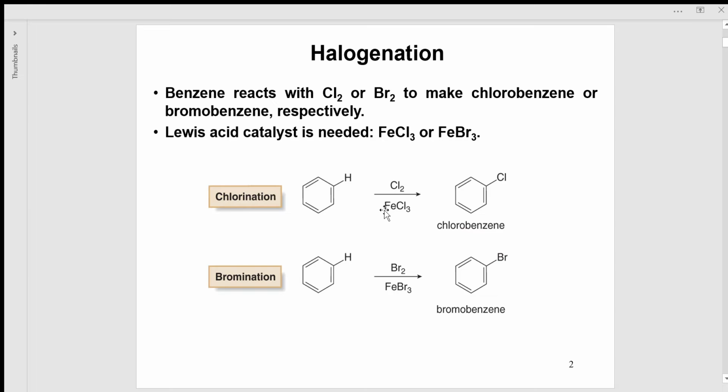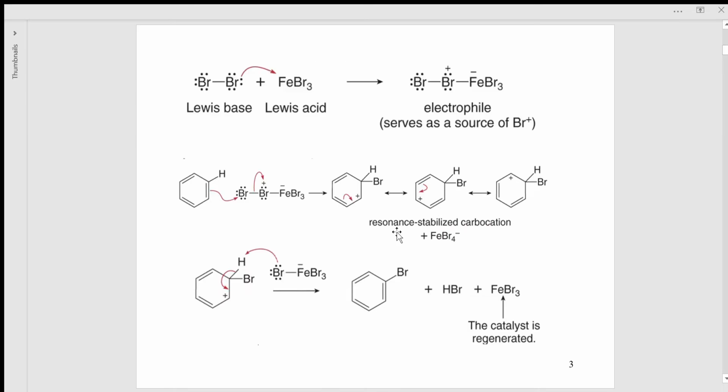I want to remind you of the catalyst here, iron chloride or iron bromide, which is very critical for this electrophilic substitution reaction. This is the mechanism here. Again, the key point for this type of reaction is how we generate something which bears a positive charge. Here in this structure, you see this bromine atom bears a positive charge, which can do the electrophilic substitution reaction.